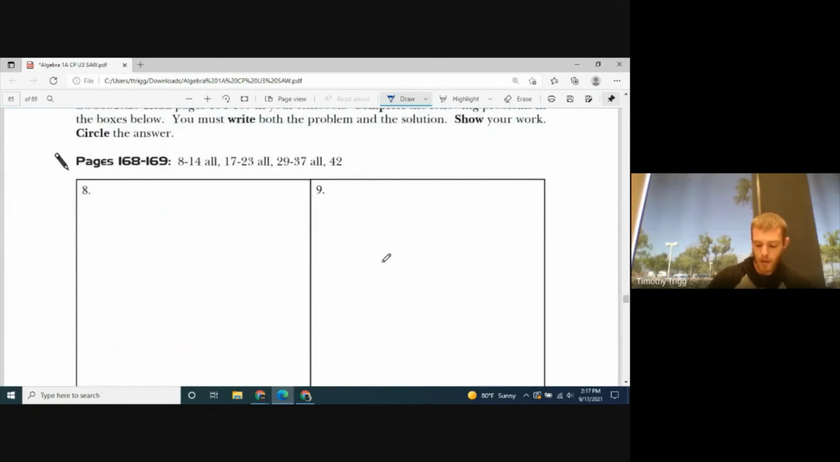Okay, on to the next section that starts on page 168. So I'm going to go ahead and turn the textbook to there. Okay, number 8. It says, write an inequality that represents each verbal expression. So it says V is greater than or equal to 5. So I just write V is greater than or equal to 5.